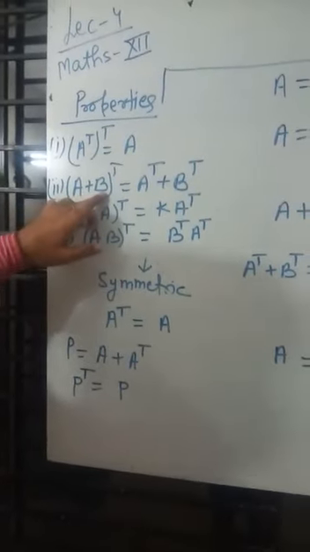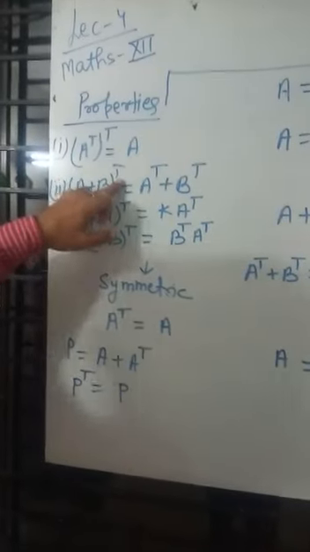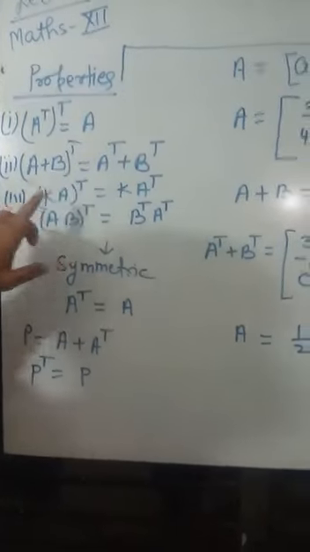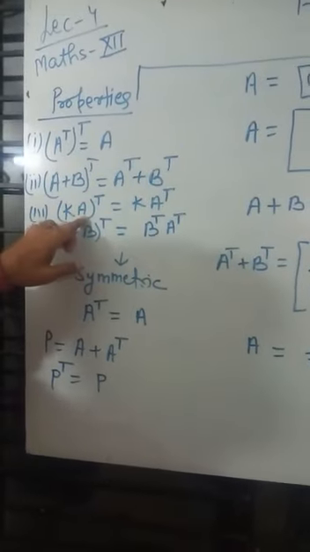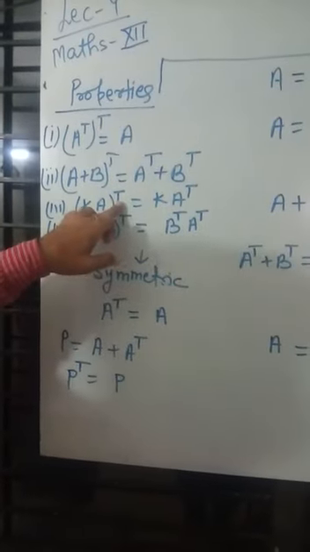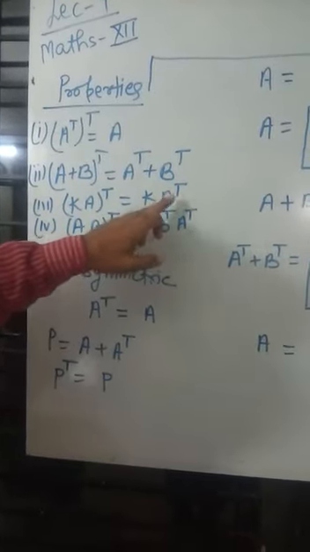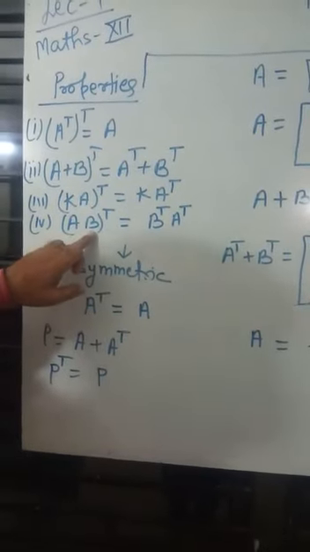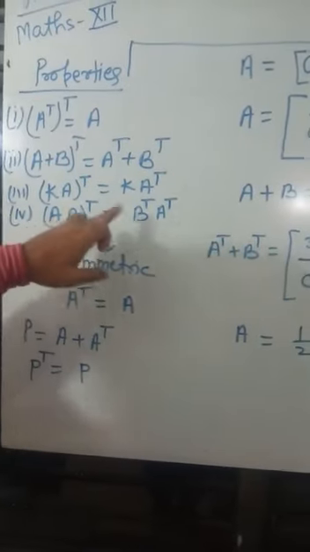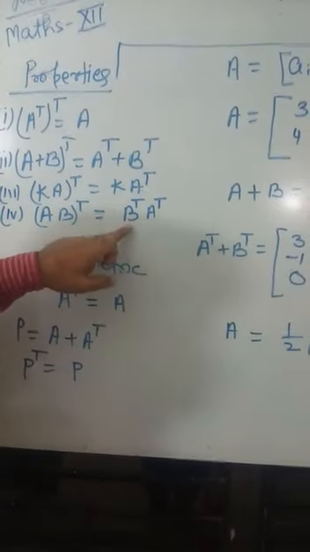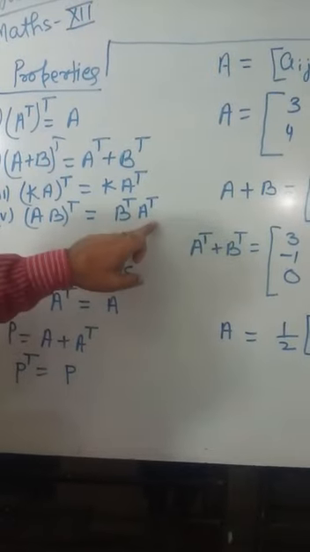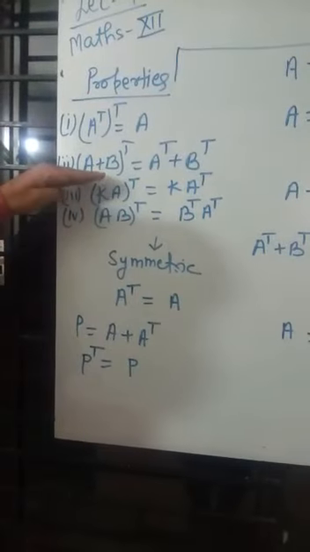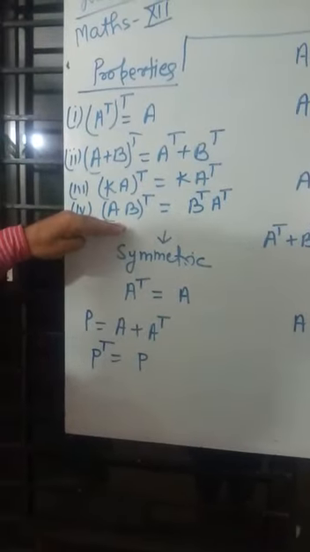If we take the sum of two matrices and transpose it, that is equal to the sum of the transposes of the two matrices. For a scalar multiple k of matrix B, the transpose is the same as the scalar multiple of the transpose. If we multiply two matrices and transpose, it equals the product of the transposes in reverse order. In these cases, you follow the rule of addition and the rule of multiplication.